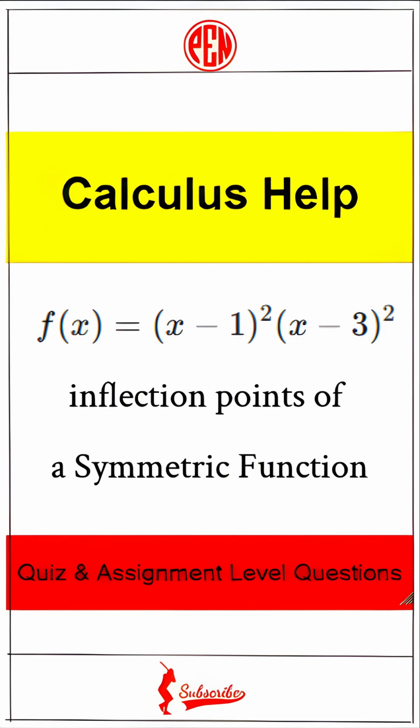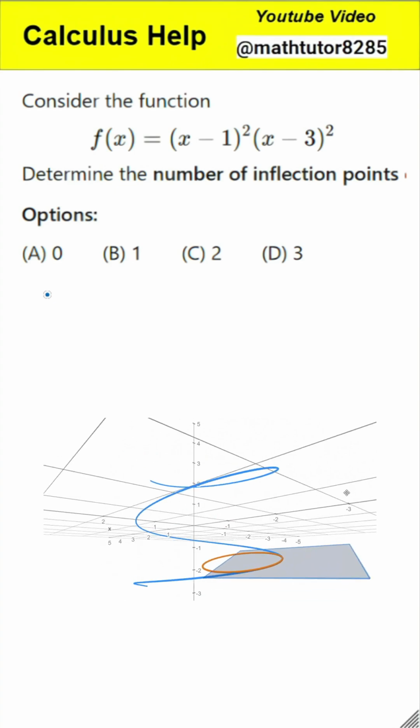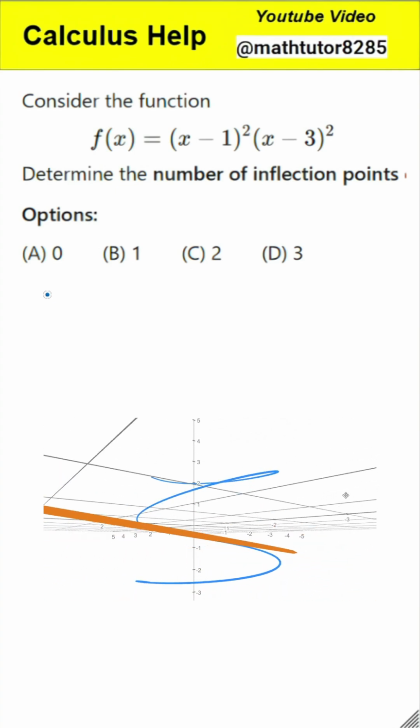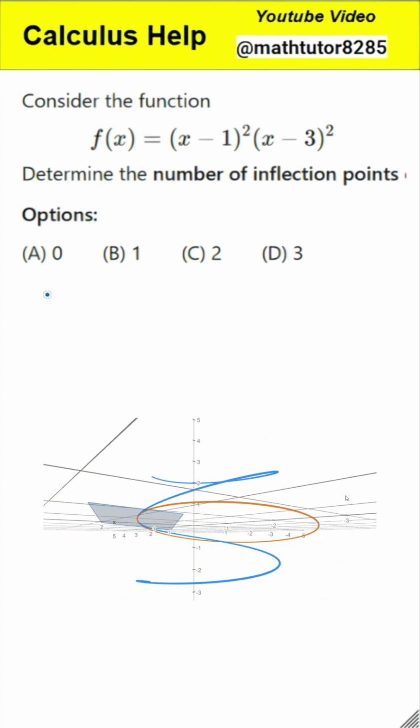This question is to determine the number of inflection points of a symmetric function. Consider the function y equals the square of the quantity x minus 1 times the square of the quantity x minus 3. How many inflection points does the graph of this function have? Options. First step is the symmetry insight.